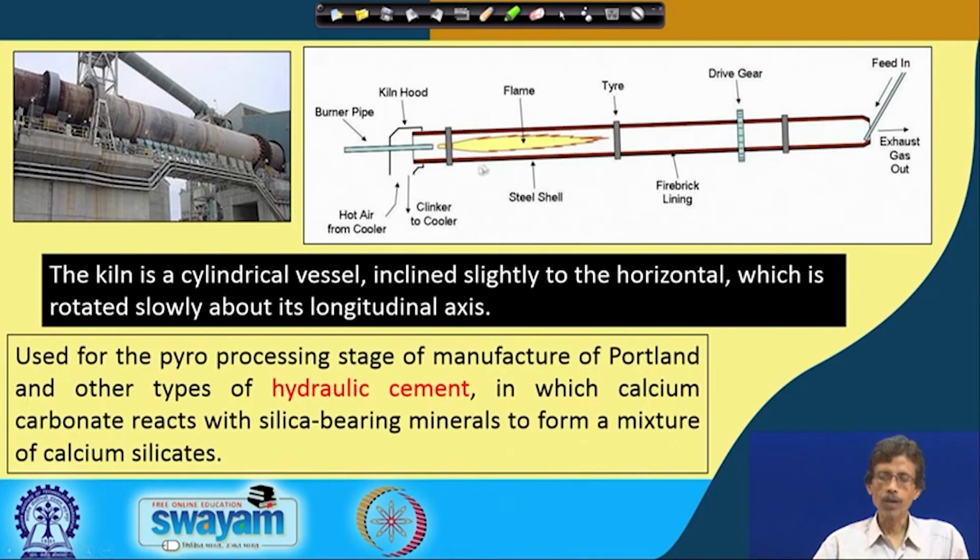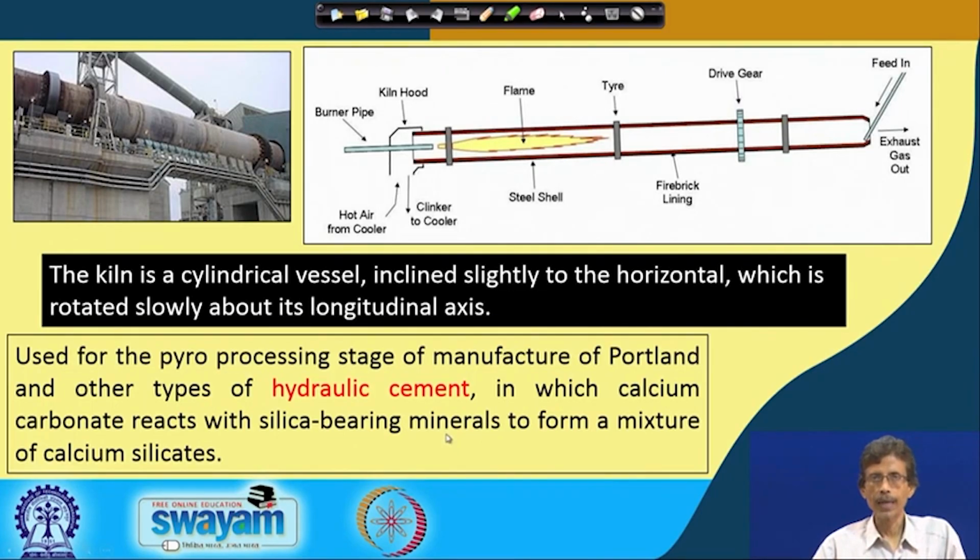During this processing, the kiln is used for the pyro processing stage. It is known as this because it is a high temperature reaction, the pyro processing stage of manufacturing Portland and other types of hydraulic cement. Any kind of hydraulic cement can be made using this, in which the calcium carbonate reacts with silica bearing minerals.